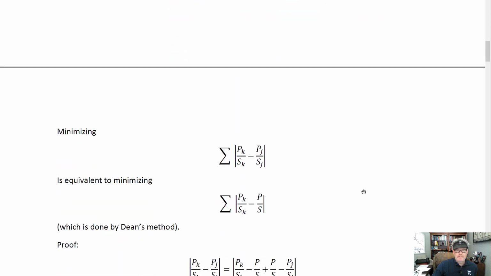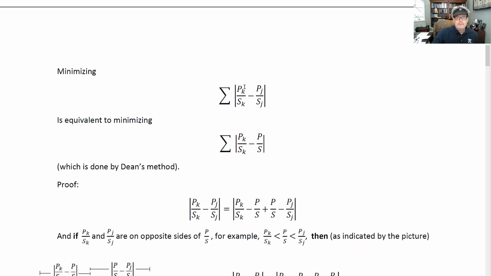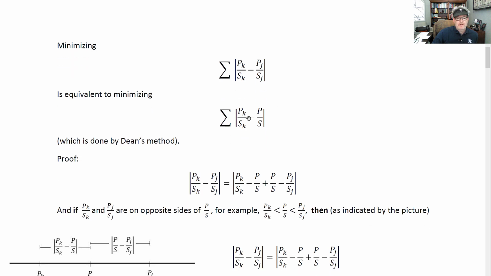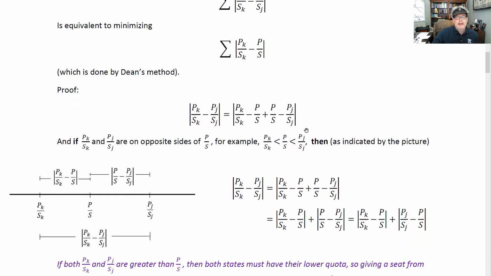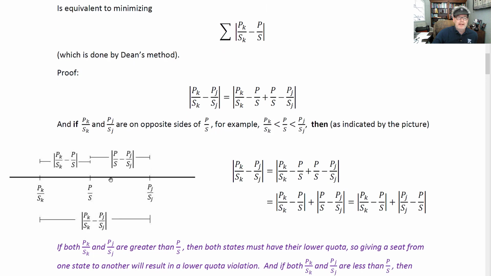Just for the math, I had to do this myself because only pairwise comparisons were shown, but P over S pairwise, if that's what you want to minimize, I show it's equivalent to minimizing P over S to the ideal, so this would be Dean, and that's basically by the triangle inequality. I didn't do the full proof, but you can kind of see that if you're going to take one seat from a state and give it to another state, then one should have been given too many and one too little, type of thing. Or one should be at its upper quota, one should be at its lower quota.